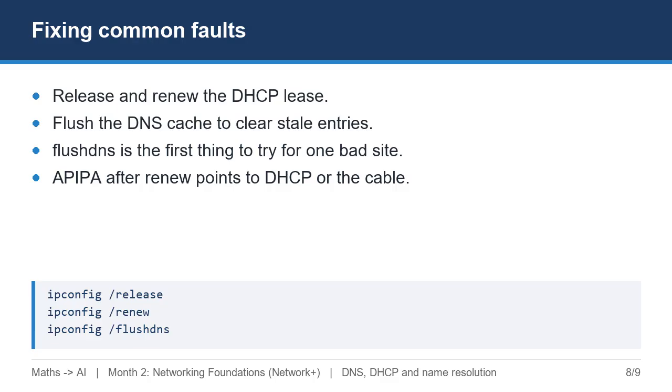Most DHCP and DNS problems clear with 3 commands. ipconfig /release and /renew get a fresh address from the DHCP server. And ipconfig /flushdns clears the local DNS cache. A stale cached entry can make one site unreachable while everything else works, so flush DNS is your first move. And if a PC still shows a 169 address after renewing, suspect the DHCP server or a bad cable.